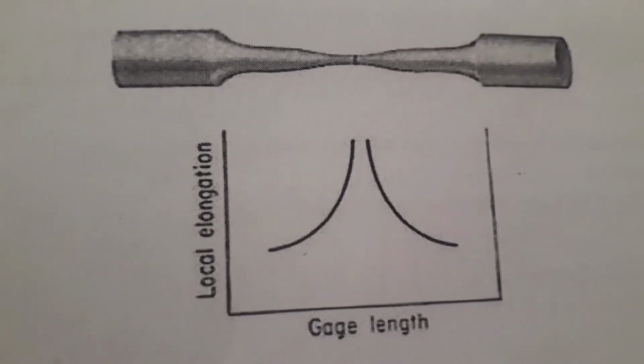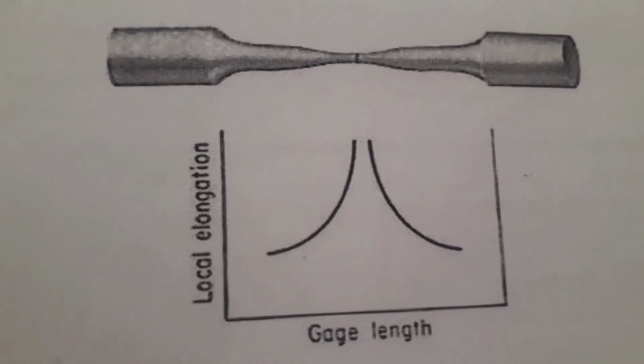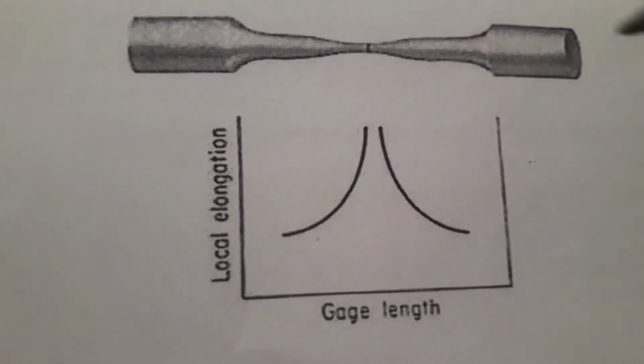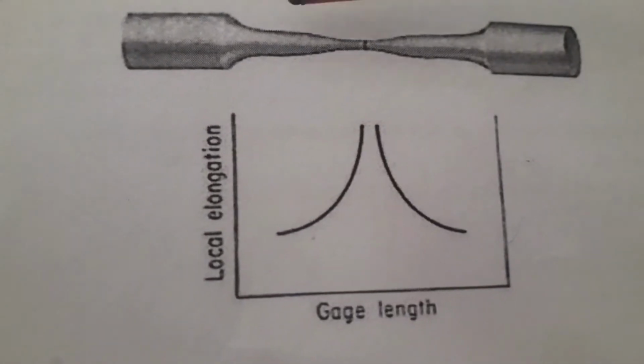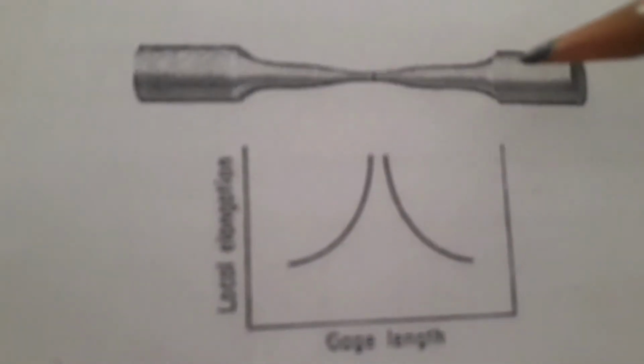Variation of local elongation with position along the gauge length of a tensile specimen. In this graph, the x-axis represents gauge length and the y-axis represents local elongation. So this is the specimen after elongation.